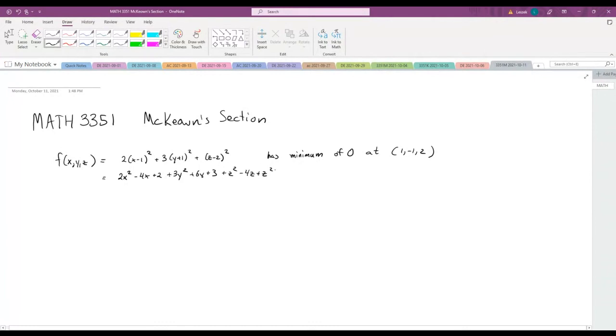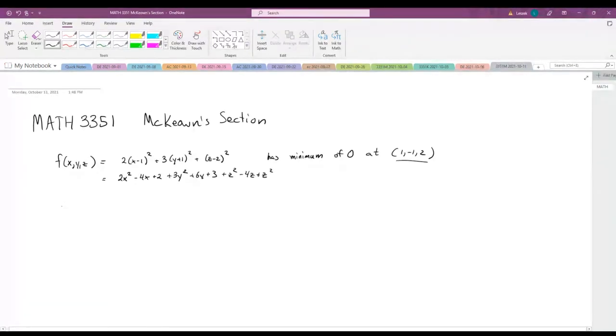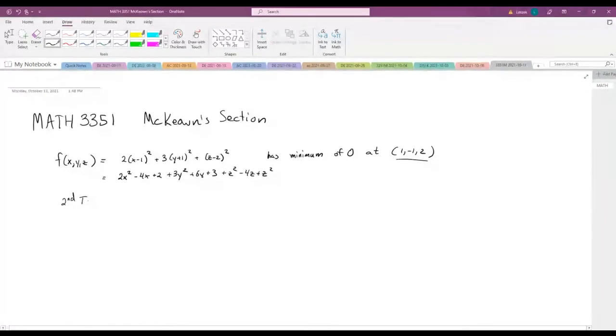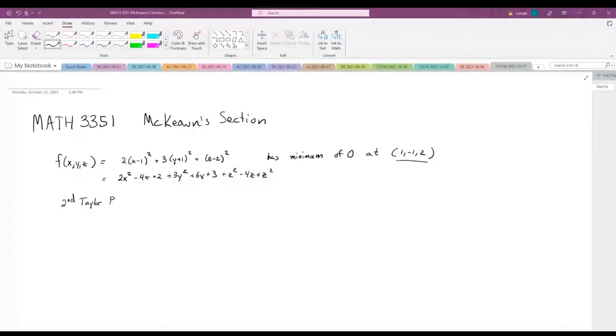Okay, if we represented the problem this way, I guess we could ask for the second order Taylor polynomial centered at some point. So for example, at the point (1, -1, 2). So we're going to find a second degree Taylor polynomial.